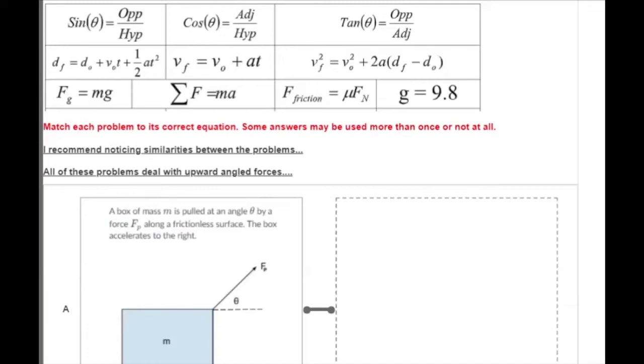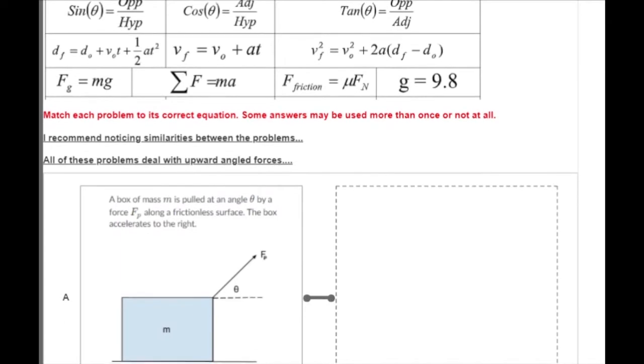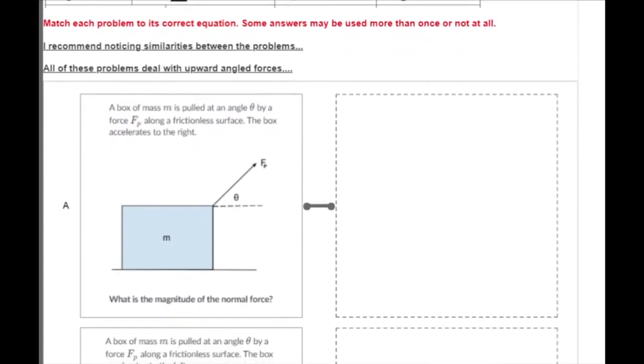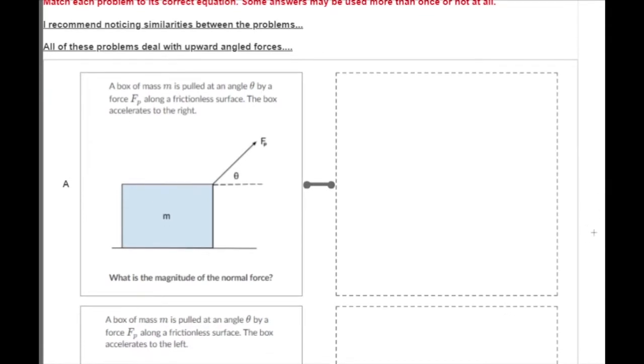All right, guys, we're going to get going with our angled check-in. So let's take a look at what they're asking us to do here. It says match each problem to its correct equation. Some answers may be used more than once or not at all. It's going to give us some options to choose from, but we're just going to go ahead and write down what those equations are without those options, because we don't need those options.